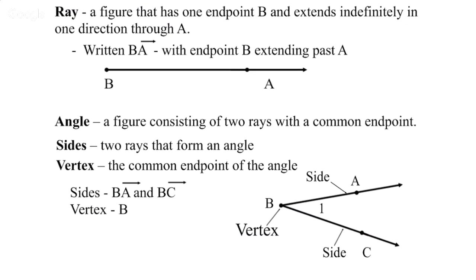So, ray, you don't have to put this in your notes. It's just a little background information. A ray has an endpoint and then it goes on forever through another point. You should have learned that in geometry. It's kind of like a laser pointer. An angle consists of two rays with a common endpoint. That common endpoint is called the vertex.